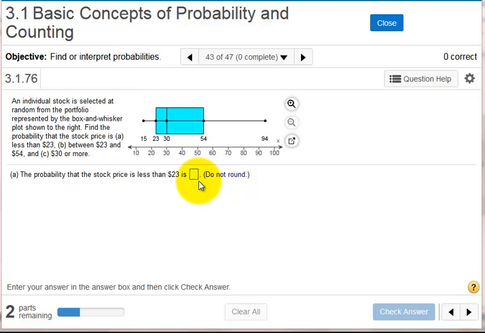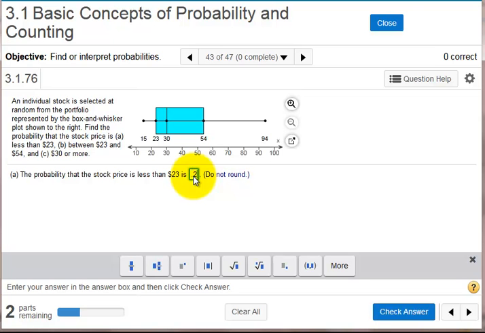We want to know the probability that the stock price is less than $23. So if we look in the plot, 23 is our first quartile point. In other words, 25% of the data lie below that. So the probability that the stock is less than $23 would be 0.25.